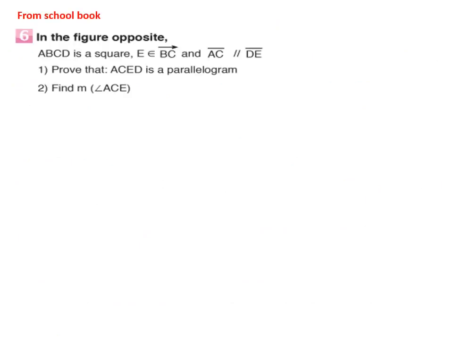Let's have another example from your school book. In the figure opposite, ABCD is a square. E belongs to BC and AC is parallel to DE. Number 1, prove that ACED is a parallelogram. Number 2, find measure of angle ACE.